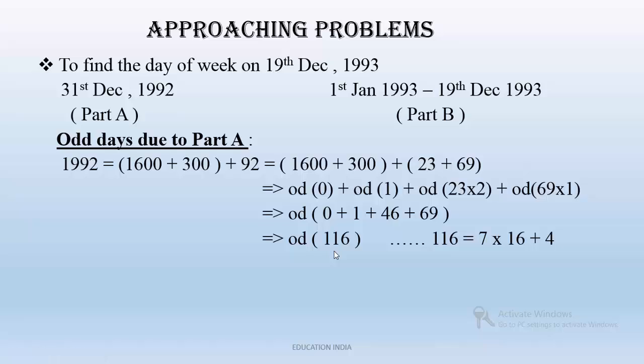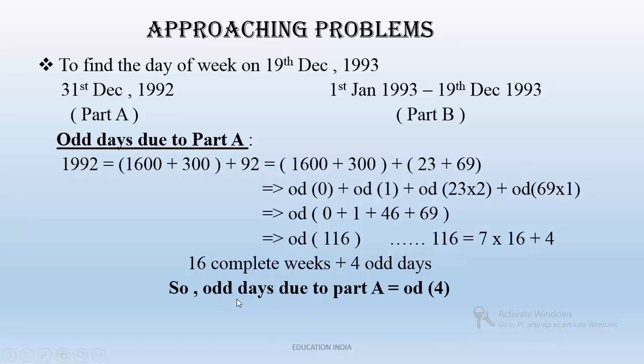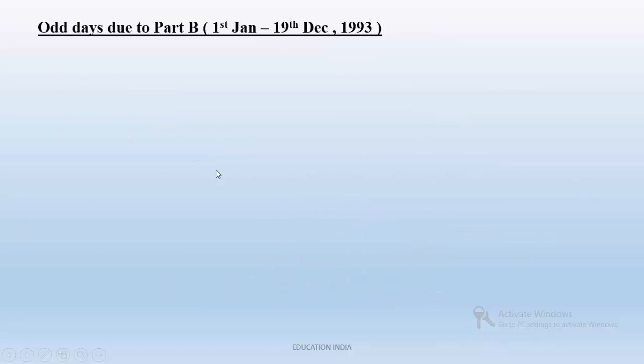But as I mentioned before, since 116 is greater than 7, it has to be divided by 7. The remainder will be 4. So 116 consists of 16 complete weeks plus 4 odd days. The total number of odd days due to part A is 4. Now, we calculate the odd days due to part B.